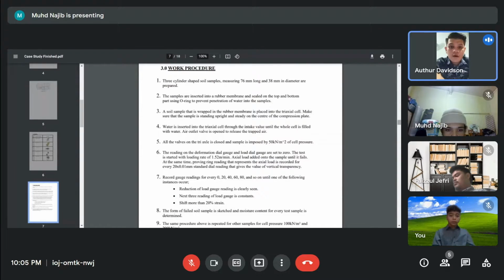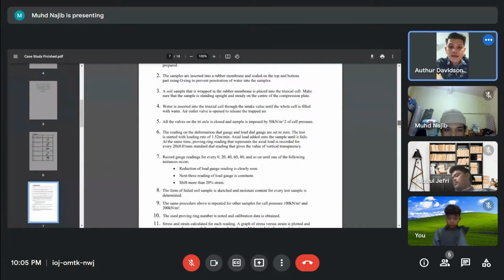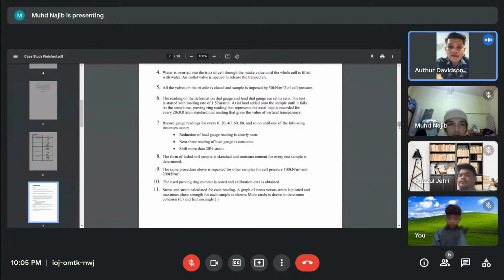Number 5, the valve on the Triaxial cell is closed and the sample is imposed by 50 kilonewton per meter square of cell pressure. Number 6, the readings on the deformation gauge and load dial gauge are set to 0. The test is started with a loading rate of 1 millimeter per minute.